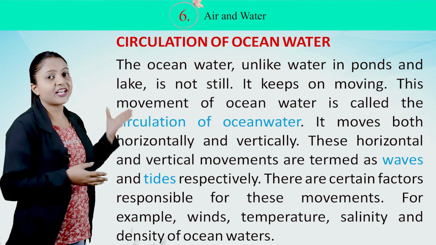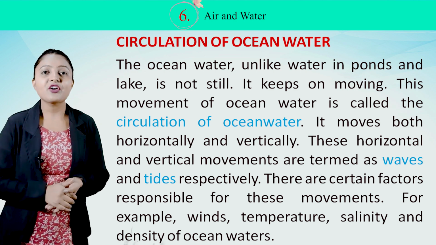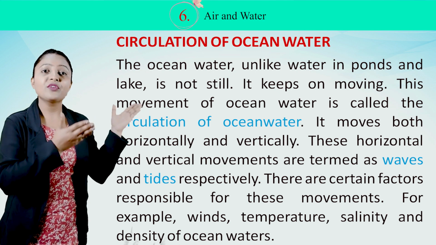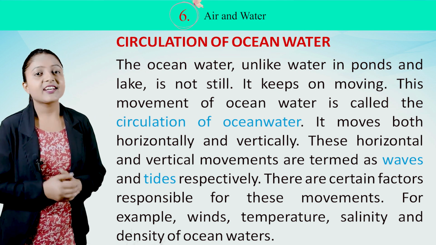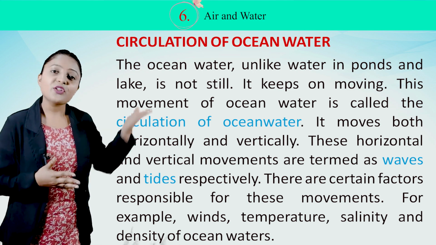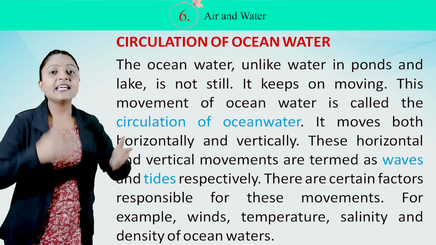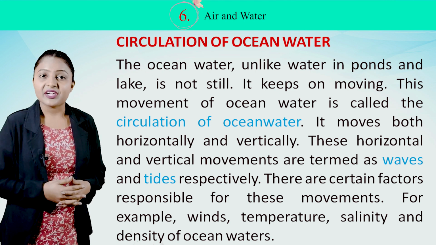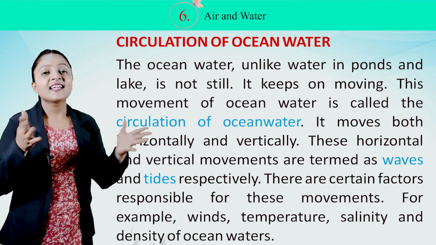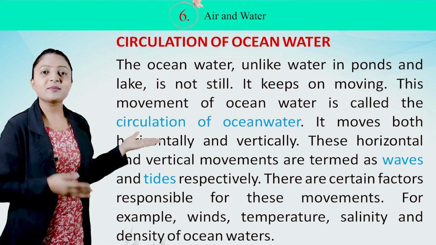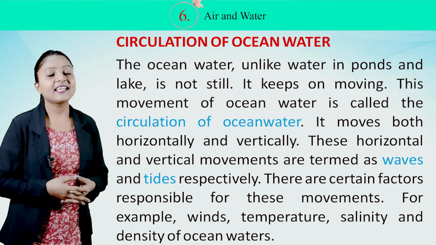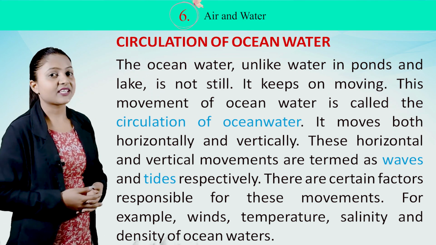Circulation of oceanic water. The ocean water, unlike water in ponds and lakes, is not still. It keeps on moving. This movement of ocean water is called the circulation of ocean water. It moves both horizontally and vertically. These horizontal and vertical movements are termed as waves and tides, respectively. There are certain factors responsible for these movements. For example, winds, temperature, salinity, and density of ocean waters.